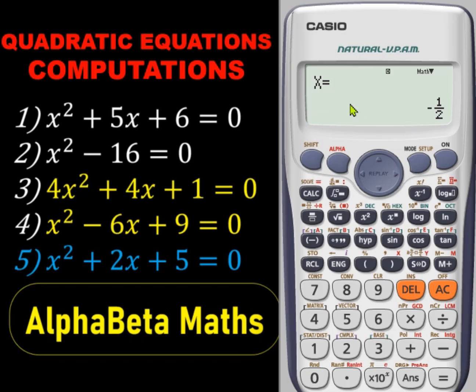So anytime you work something like this and you're getting only one value for x, it means this is a repeated root.